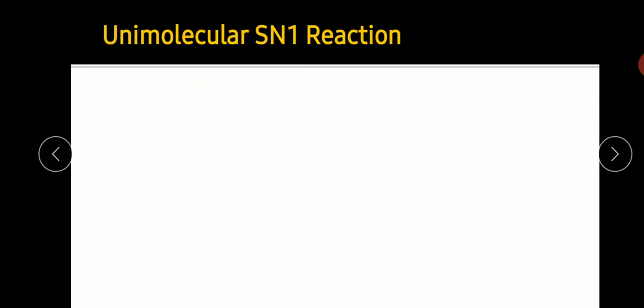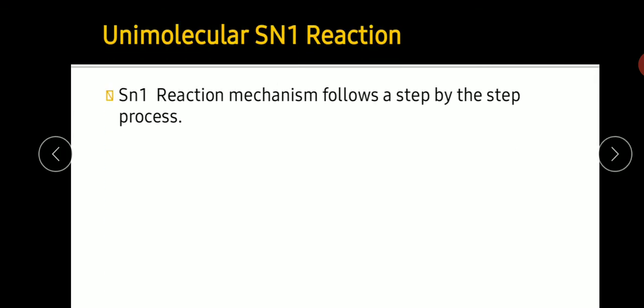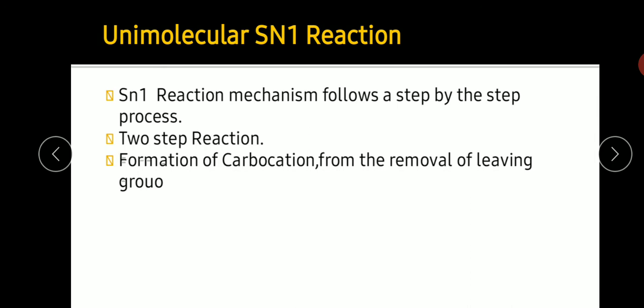Now see the unimolecular SN1 reaction. SN1 means unimolecular nucleophilic substitution reaction. The SN1 reaction mechanism follows a step-by-step process. It is a two-step reaction: formation of a carbocation from the removal of the leaving group.